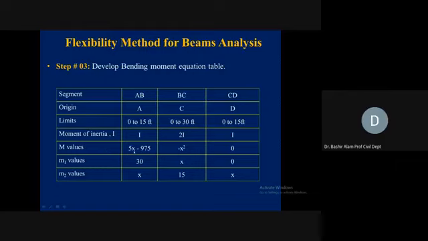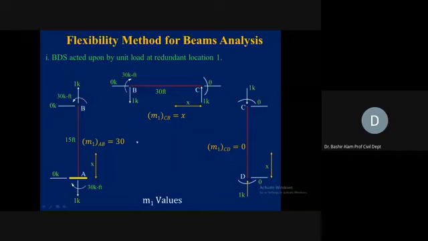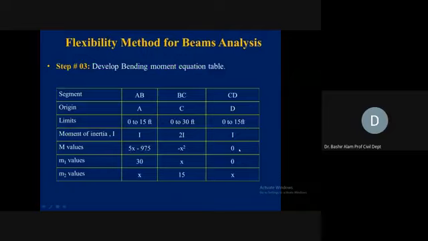Now M value is already 5x minus 975. This was minus x square. This is 0. M1 values 30x and 0. And M2 values it was x, 15 and x. Let's verify this small m. For member AB 30x and 0. So let's go for 30x and 0. You see here 30x and 0. From here we are filling this row. Here this is done now.